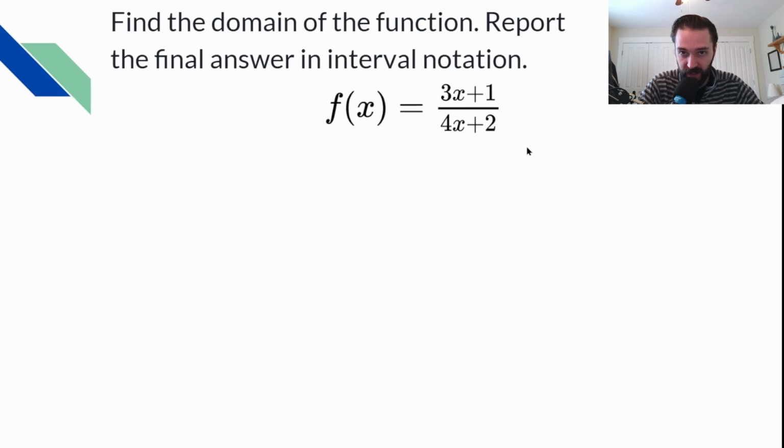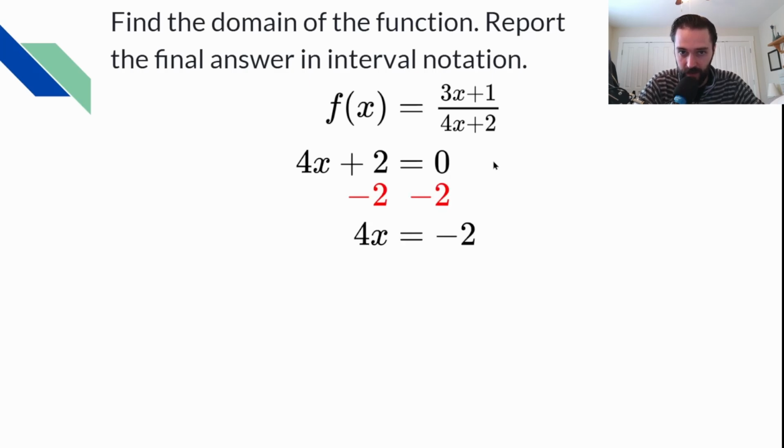So we need to set some kind of exclusion in the domain. We need to find that problematic x value. To do that, we're going to take this denominator and set it equal to 0 and solve for x. When we isolate x here, we subtract 2 from both sides, and that gives us this. Then we divide both sides by 4, and the 4's cancel on the left-hand side, and that gives us x equals negative 1/2. Negative 2 over 4 reduces to negative 1 over 2. So this is the problematic x value that causes division by 0.